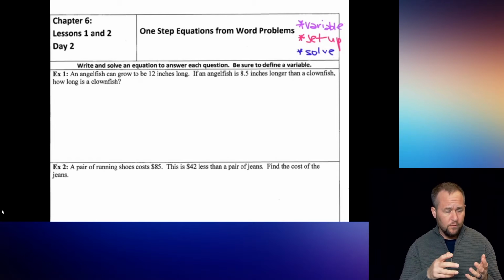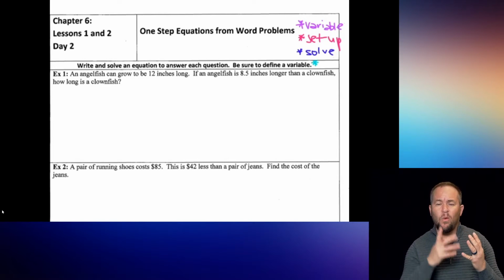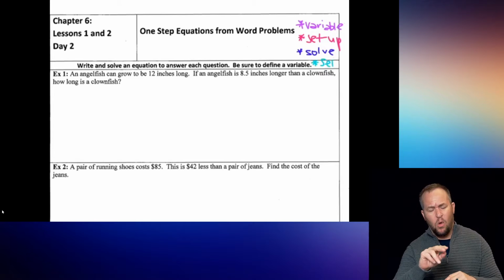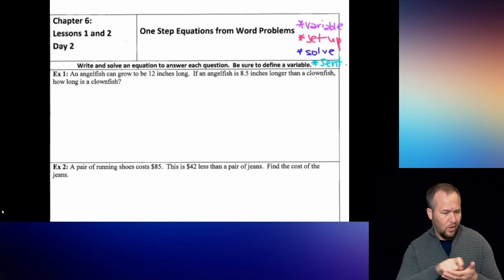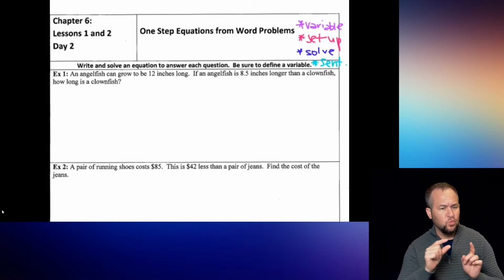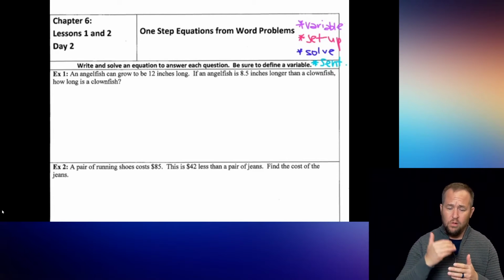And then the last thing we always are going to need, not necessarily on notes, is a sentence. I'm just going to abbreviate that. So variable, setup, solve, sentence. It's always going to be a 4-step thing. You are going to have to show me all of those steps every single time in order to get full credit.